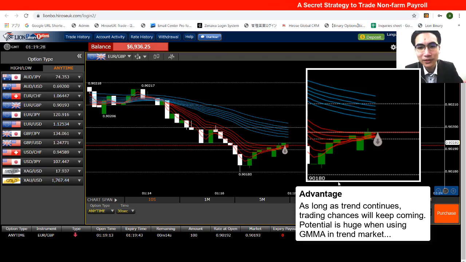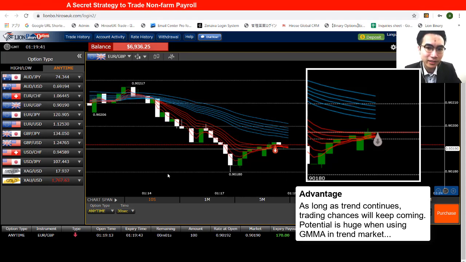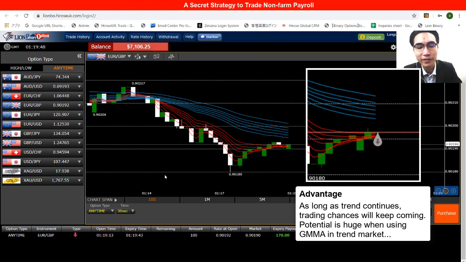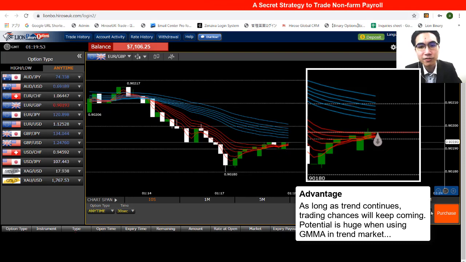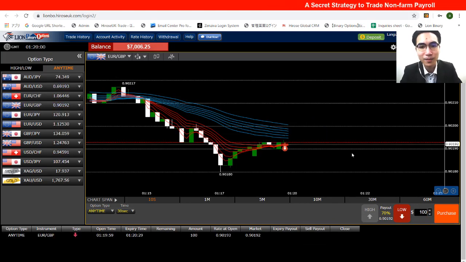The reason I suggest this strategy for the NFP is that it is really suitable for trending markets. As you see here, as the downtrend continues in this chart, there are unlimited chances to make profit. All I need to do is follow the trend direction and place a trade where the red lines are compressed. The trade just now ended in profit, and I'm still going to place another trade here.